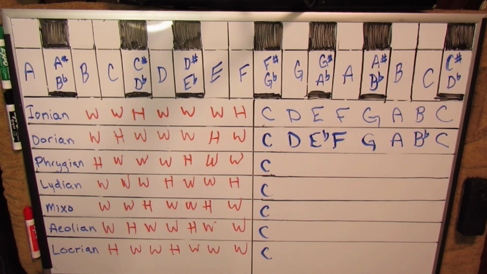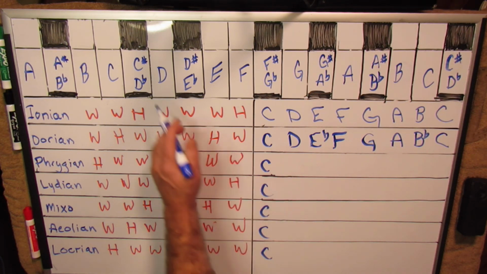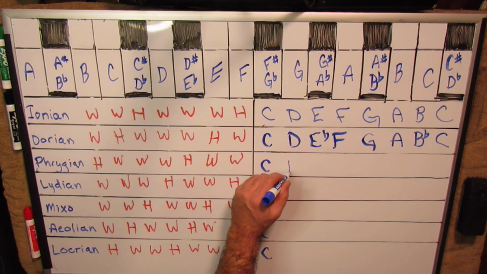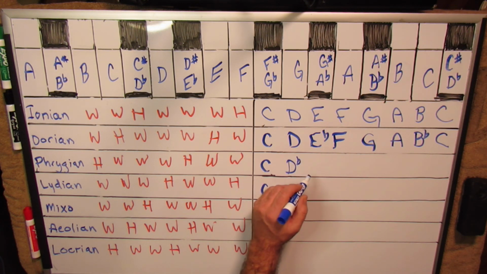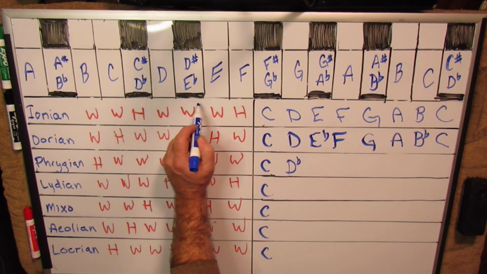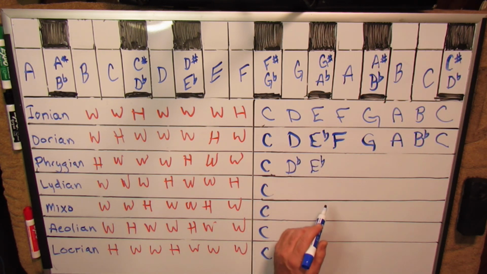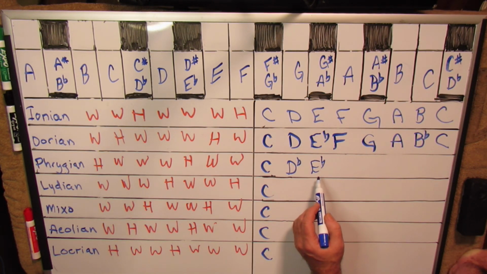Okay, so Phrygian from C. What's a half step from C? Well, it's not going to be a C sharp. We're going to call it a D flat because we've got to keep the alphabet going, right? And the whole step from D flat is going to be an E flat. That's a minor third too. The whole step from E flat is going to be an F.